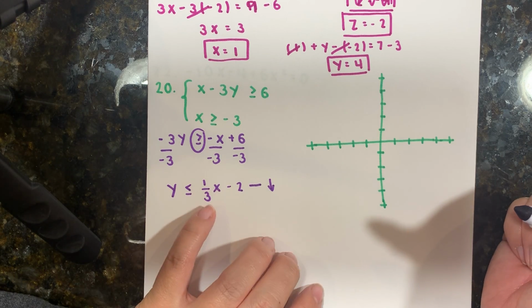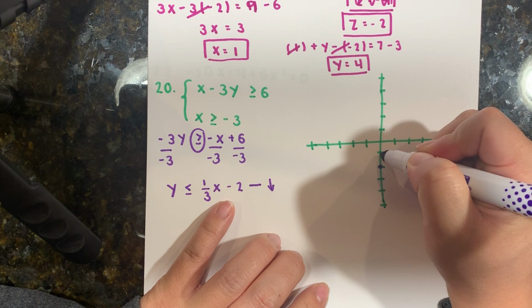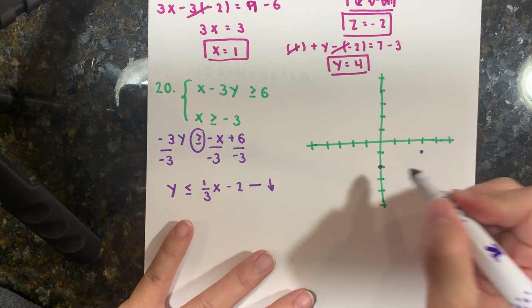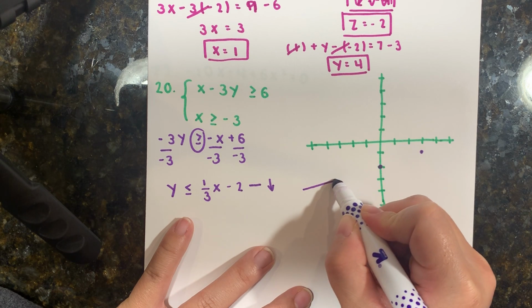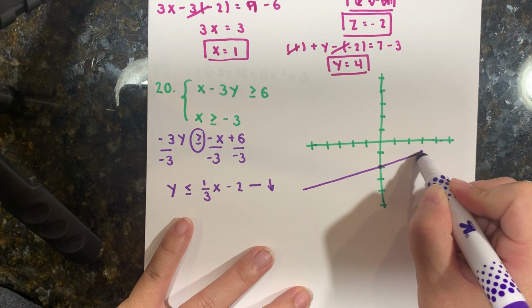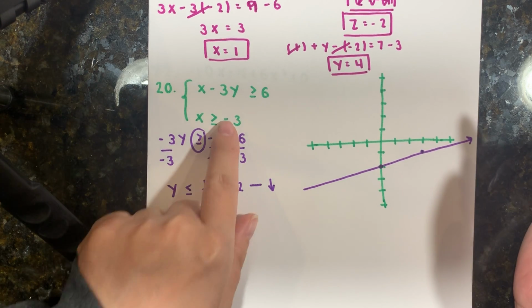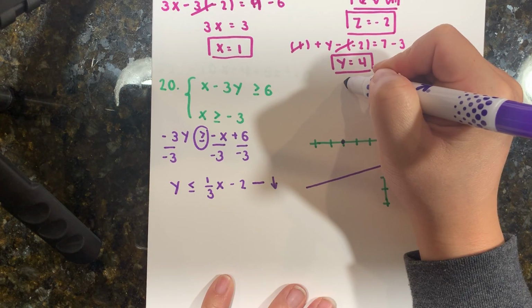Okay, so I'm going to start by graphing this. So negative 2 would be here. The slope would be rise 1 over 1, 2, 3. So your graph would be a solid line that looks something like this. The negative 3 on the x-axis is here. That's also going to be a solid line.